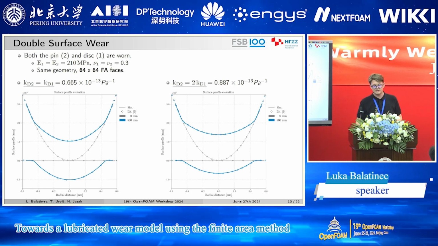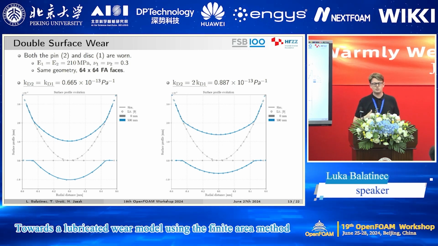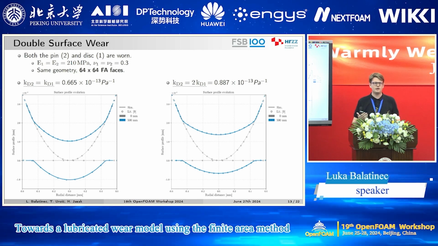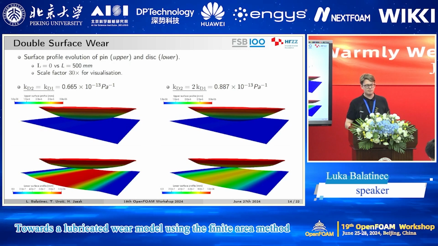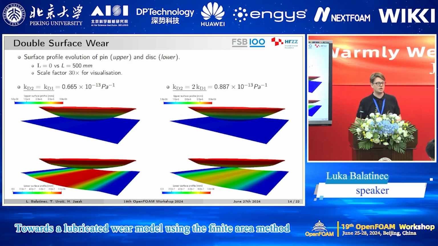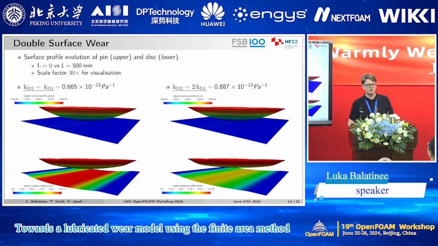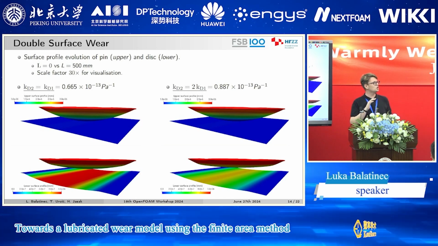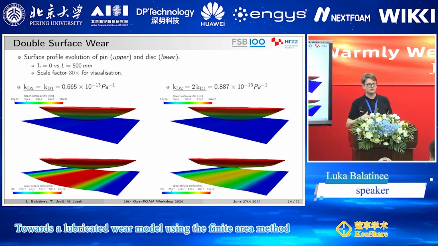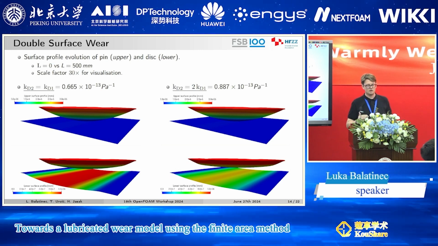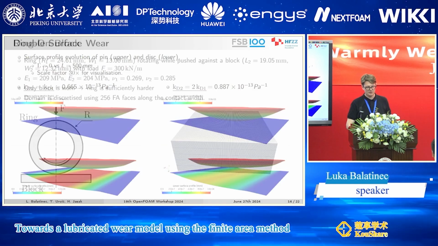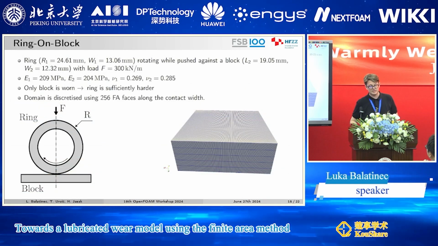And on your right-hand side, as the upper surface has 2 times larger wear coefficient, the upper surface is worn more than the lower. Here, the same thing, but being visualized and using a scale factor of 30 for better visualization. The initial two images shown above are the initial position. The lower ones are the surfaces at the end of the numerical simulation. So let's move on to the next validation case.